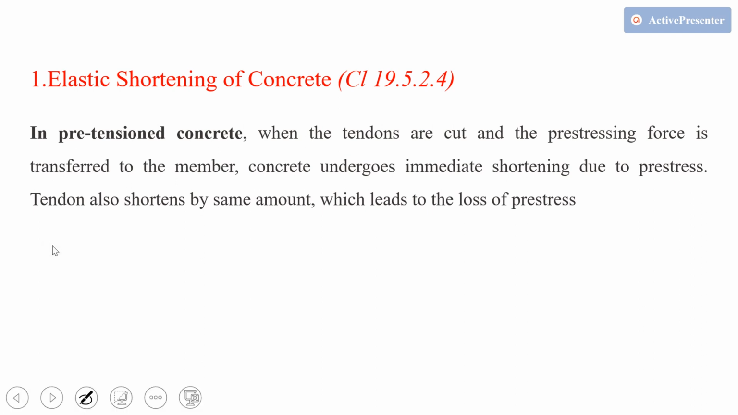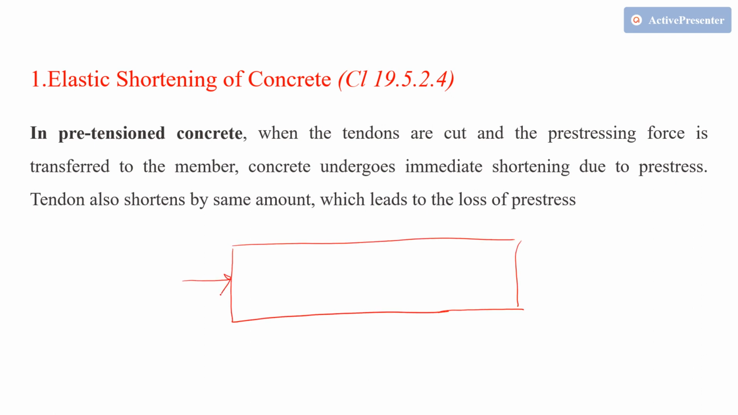If I am having a concrete member like this, and I am applying a pre-stressing force, suppose exactly at the neutral axis, what happens? This member will get shortened by this much. Due to this pre-stressing force, when I have cut this, it will get reduced, and this length will reduce. Suppose this L was my original length. There occurred some reduction in length, delta L1 and delta L2. Totally I can say delta L is equal to delta L1 plus delta L2.